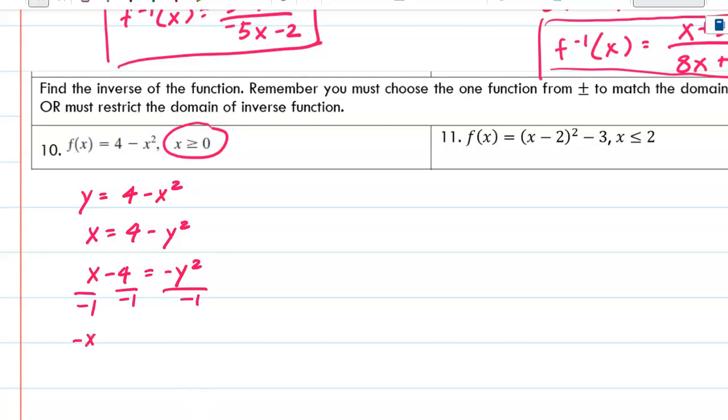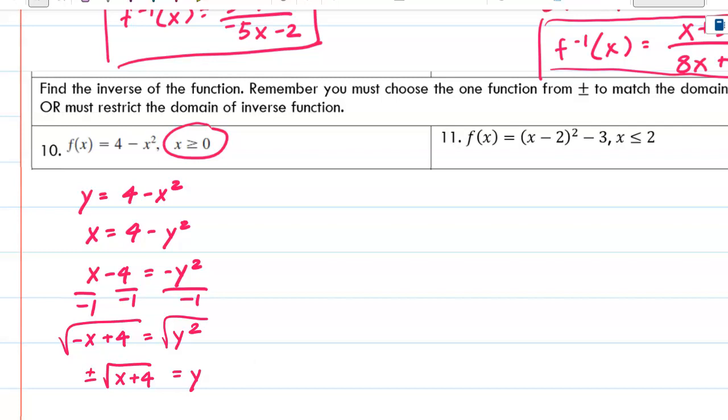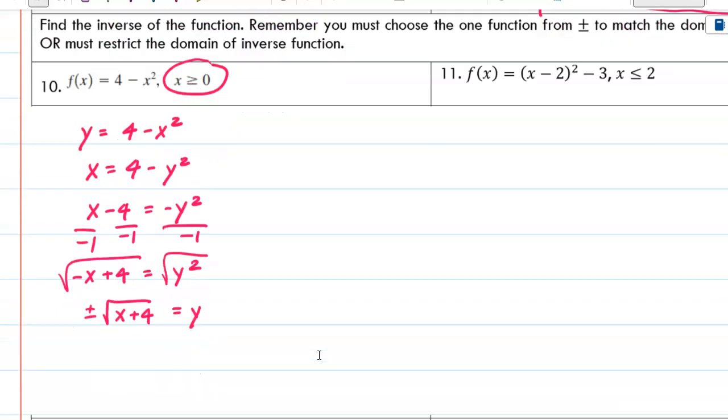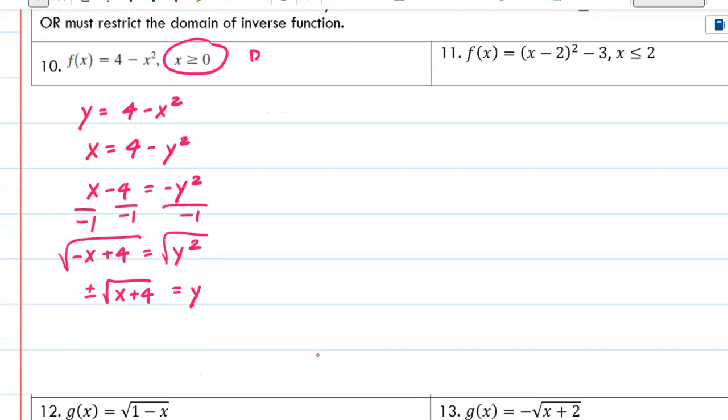So you end up with negative x plus 4 equals y squared. I'm going to take the square root. I get plus or minus the square root of negative x plus 4 equals y. Okay, so we have to figure out which one we choose, the plus or minus. We can do that by looking at the domain and range of the original function. The domain of the original function was x such that x is greater than or equal to 0.